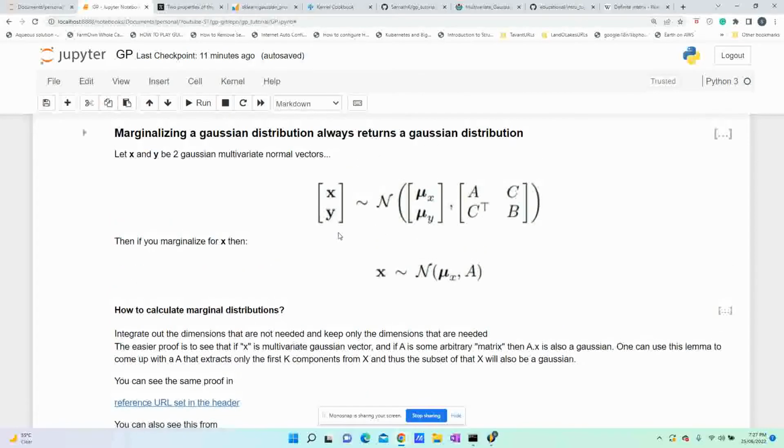So the point is that if you have a multidimensional probability distribution, which is represented by x, y, mu x, mu y, and this covariance matrix, here A represents the covariance of x, C represents the covariance of x with y, C transpose y with x, and B represents y with y. If we marginalize out y and x alone remains, then x would be a normal distribution with mu x and A. And it has no dependency on y at all, because we have integrated out y completely. So this is a Gaussian. That is the good thing about it.